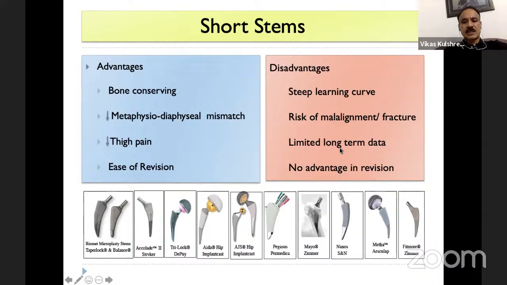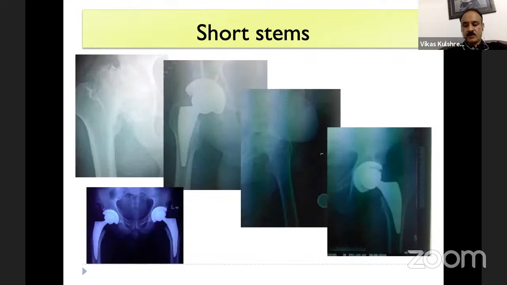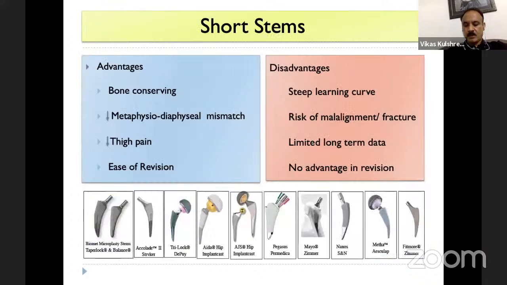The only short stems which have some data are the Metha and the Mayo, and the Nanos, the Pegasus. These are hardly being used. And now the Accolade 2 and the Trilock designs, which are short stems, but not the traditional ones without a calcar, are in the market and are being used now.